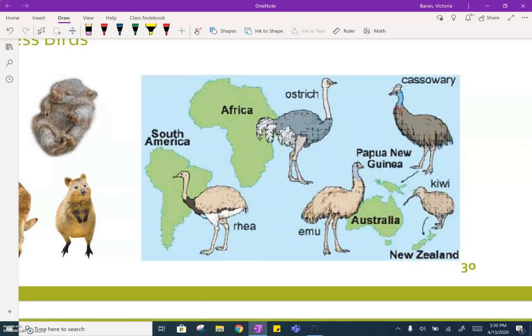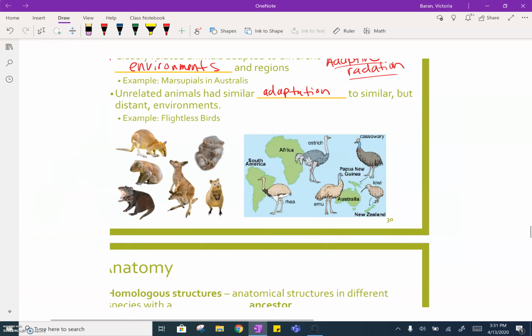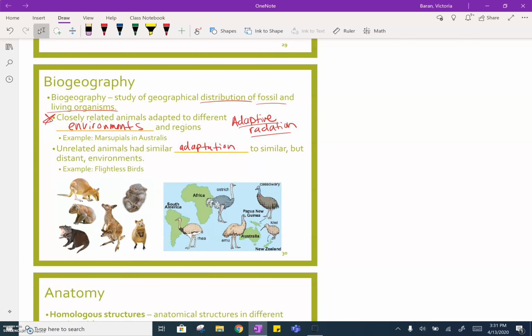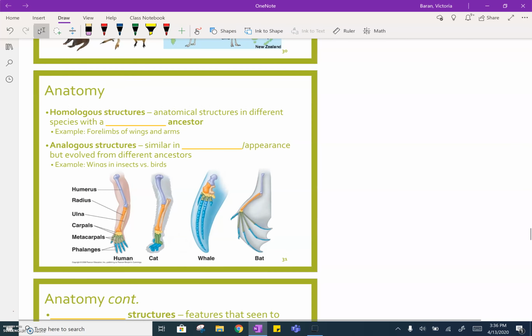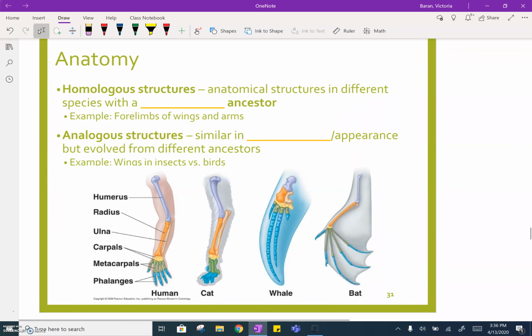So even though they live in similar but distant environments, they each have this trait right here, which is these long, powerful legs, most likely to outrun any predator because they are flightless birds. So again, looking at organisms, and this was Darwin's probably biggest focus, he looked at organisms in different environments and he saw the similarities between them and used natural selection as a means to explain that. Next thing we're going to look at is the anatomy, so the physical traits of various organisms.